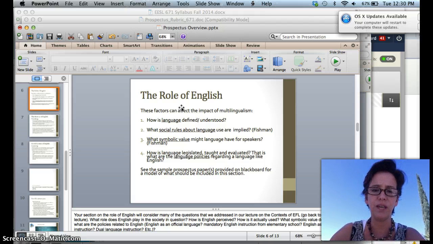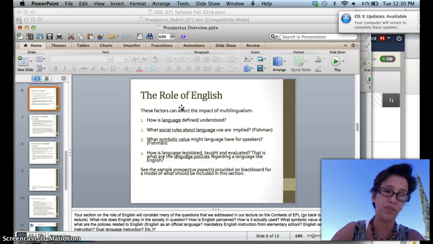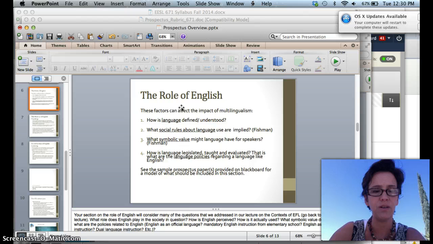Is it an official language? Is there mandatory English instruction from elementary school? Is English a medium of instruction, for example, for science and math, as it is in some countries? Other policies related to English and English education. From here, I want to turn to our sample.